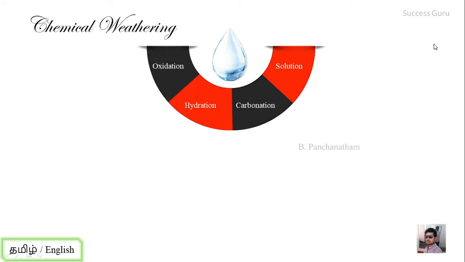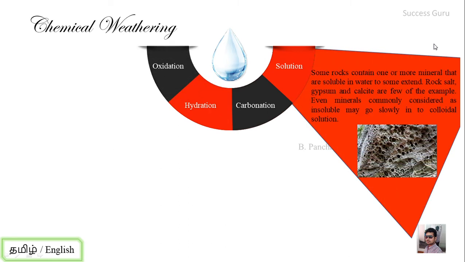The first one is solution, in which some rocks contain one or more minerals that are soluble in water to some extent. For example, rock salt, gypsum and calcite are a few of the minerals which can dissolve in water. Some other minerals commonly considered insoluble may go slowly into colloidal solutions.